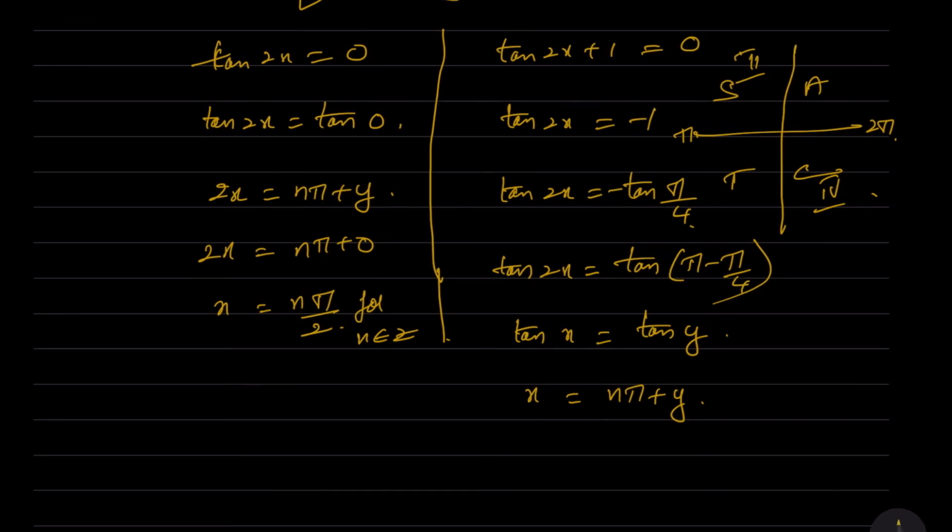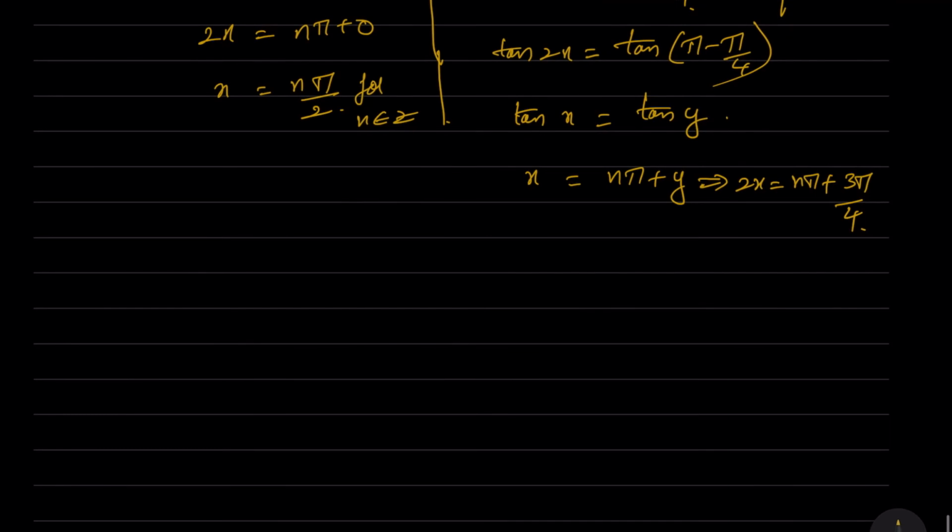So from here you get 2x is equal to n pi plus, this y is nothing but pi minus pi by 4, which is 3 pi by 4. Which implies that x is equal to n pi by 2 plus 3 pi by 8. This is the answer which we are getting for this, for n belongs to z.